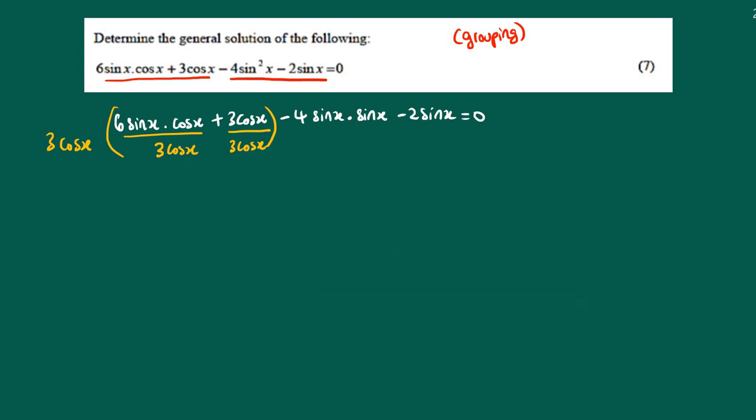And then this side, what is common? In terms of the factors, -4 and -2, the highest common factor there is going to be -2, right? And then after that, what is common is sine x. So you have to divide both sides by it, and then do not forget to multiply by it. I'm just writing it this way for you to understand, but that's what we're going to have.